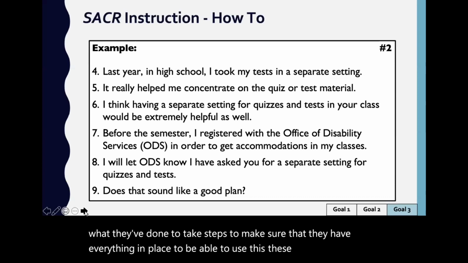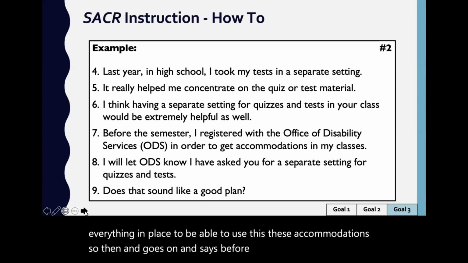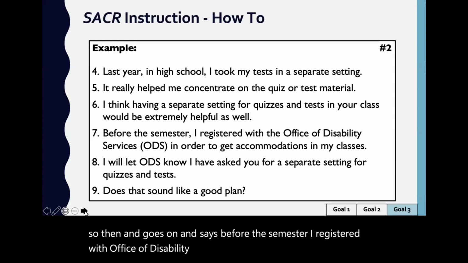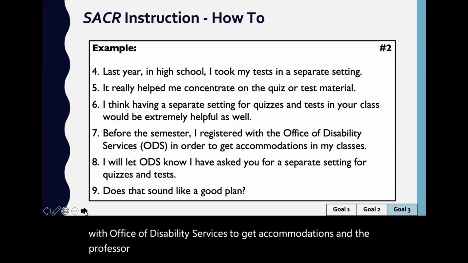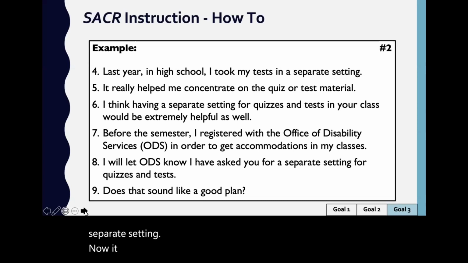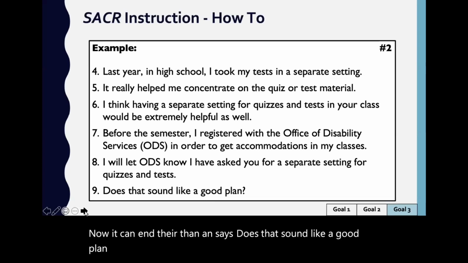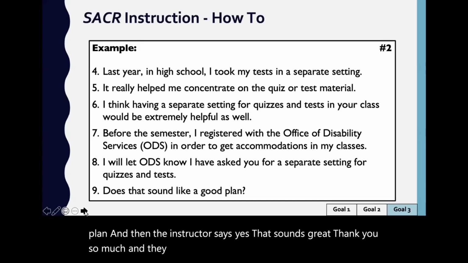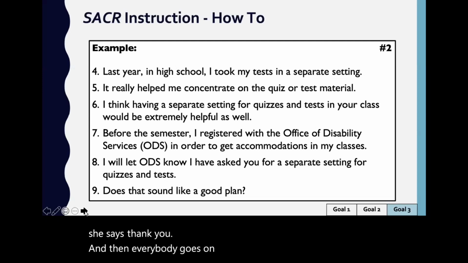So then Anne goes on and says, "Before the semester, I registered with the Office of Disability Services to get accommodations." And the professor might be nodding or just listening along. And then they say, "I will let ODS know I've asked you for a separate setting." Now, it can end there, where Anne says, "Does that sound like a good plan?" And then the instructor says, "Yes, that sounds great. Thank you so much." And they conclude it in a nice, personable way. She says, "Thank you." And then everybody goes on their way and the plans are made. But that's not always how it ends.